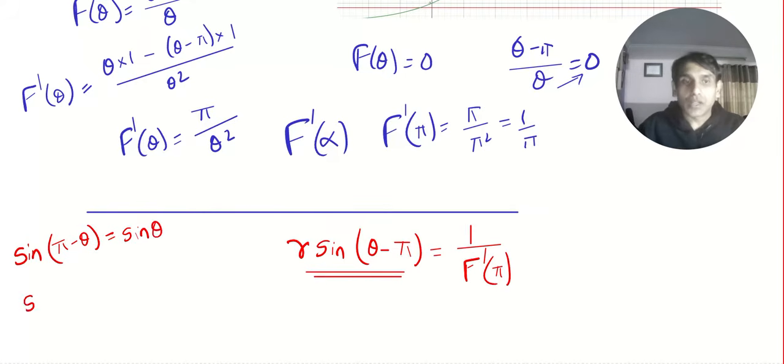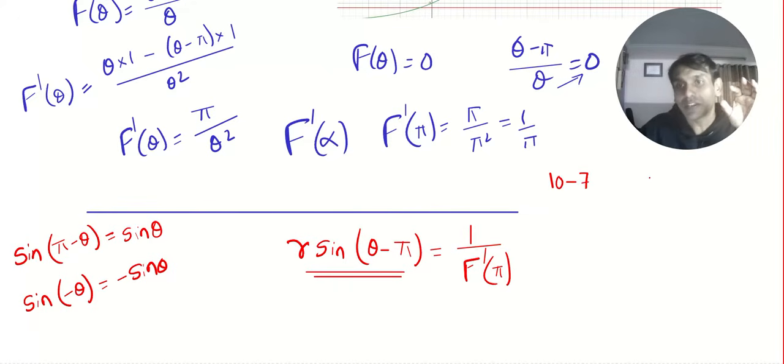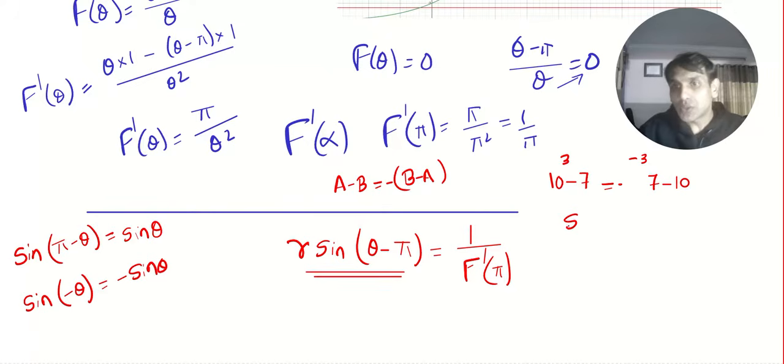Now, sine minus theta. What is sine minus theta? That will be minus sine theta. Now look at this. You have to understand that 10 minus 7 and 7 minus 10 are negatives of each other. What is 10 minus 7? 3. What is 7 minus 10? Minus 3. My point is, a minus b and b minus a can be equated if you are ready to put a negative. So can you see?